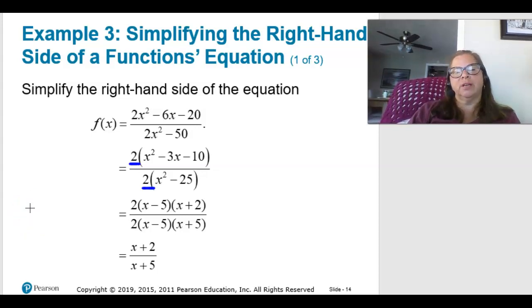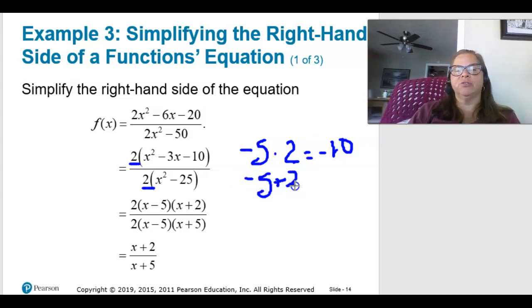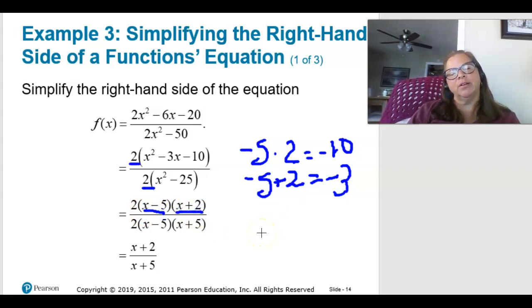X squared minus 3x minus 10, we ask ourselves what two numbers multiply together to get negative 10 and add together to get a negative 3. You can see that if we use negative 5 and a positive 2, when we multiply those, we do get the negative 10. Now let's check and see when we add those two if we get the middle term, and we do. We get negative 3. So we know that x minus 5 and x plus 2 are the remaining factors in the numerator.